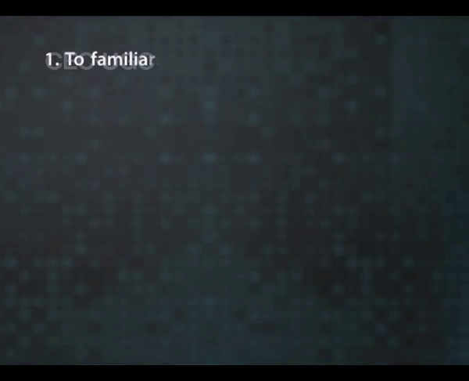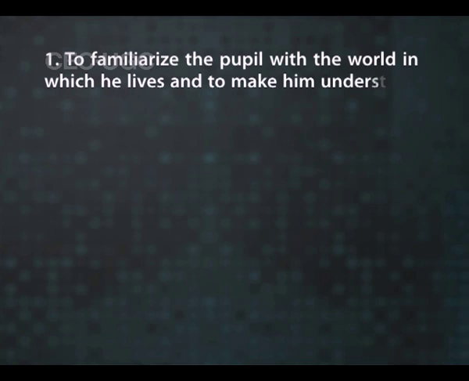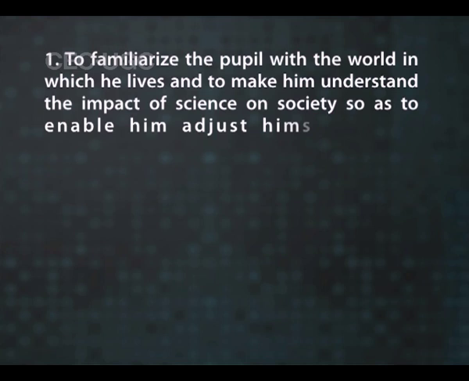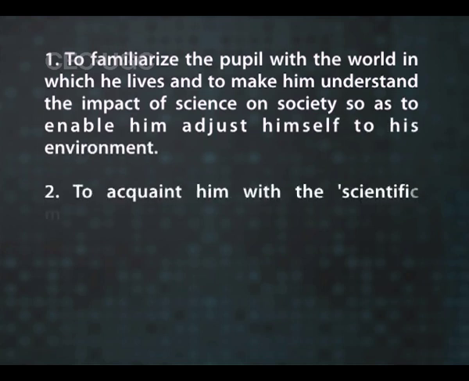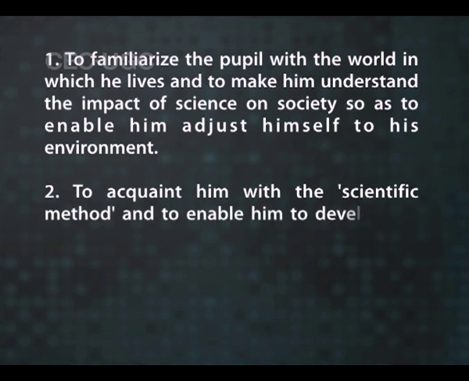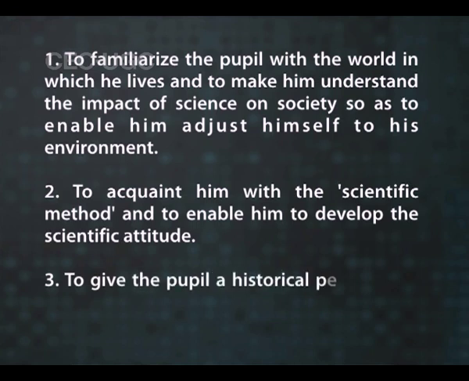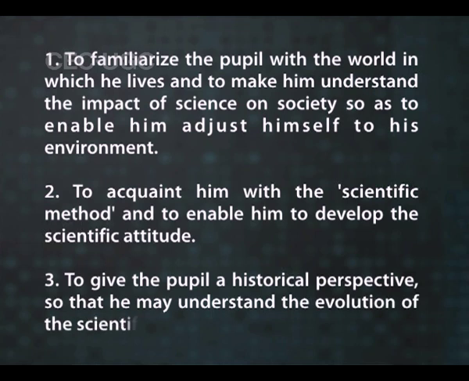At the high and higher secondary stage, the aims of general science teaching should be: 1. To familiarize the people with the world in which he lives and to make him understand the impact of science on society so as to enable him adjust himself to his environment. 2. To acquaint him with the scientific method and to enable him to develop the scientific attitude. 3. To give the people a historical perspective so that he may understand the evolution of scientific development.